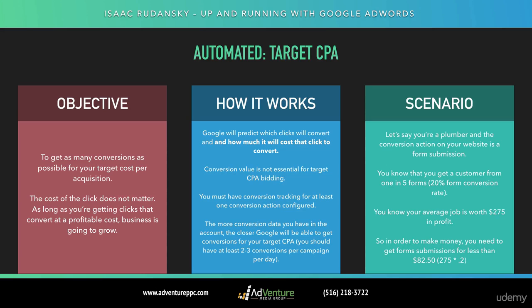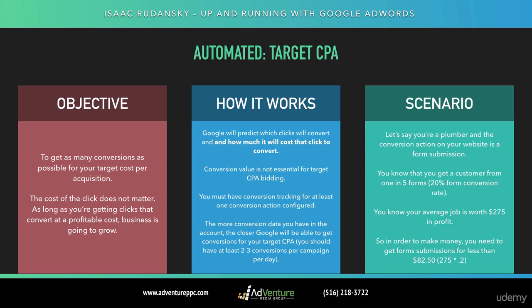So it's a very simple calculation to figure out your break-even point. Using those two numbers, a 20% form conversion rate and the fact that they're worth $275, in order for you to make money, you need to get form submissions for less than $82.50. You just do $275, which is the profit, multiplied by 20%, which is your conversion rate. That gets you to 82.50. If you get forms for 82.50, you're going to be breaking even. If you get forms for $82.65, you're going to be losing 15 cents on every job. So you need to be getting form submissions for less than $82.50 in order to make money.